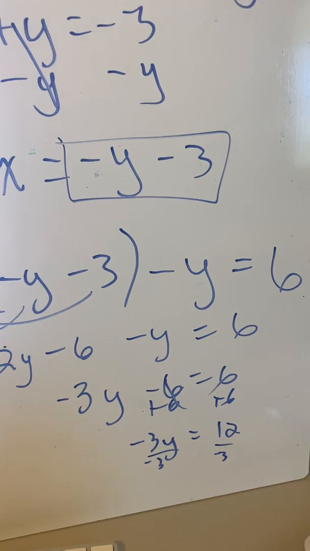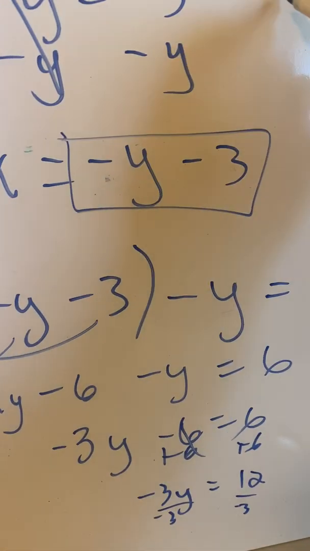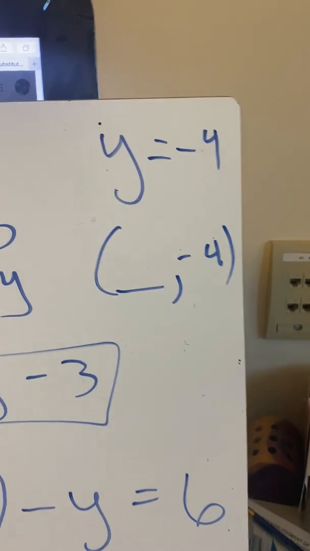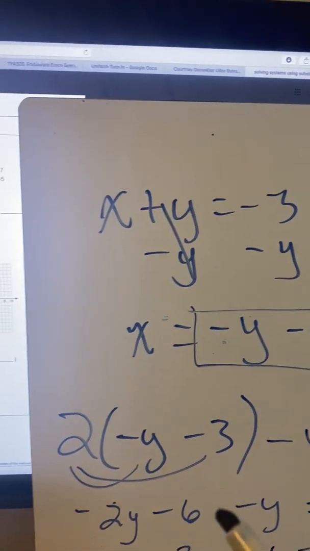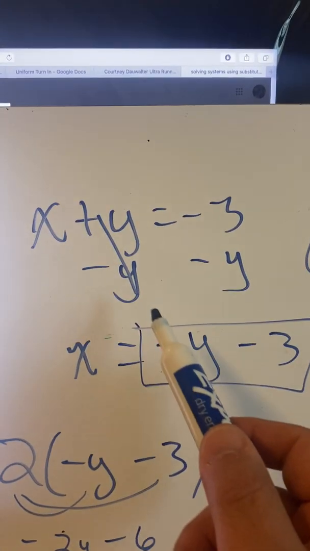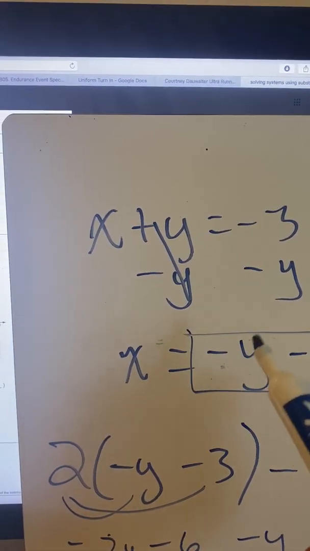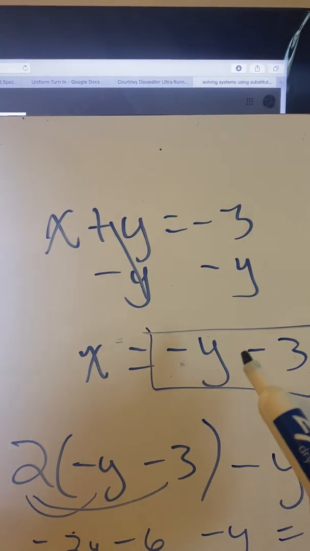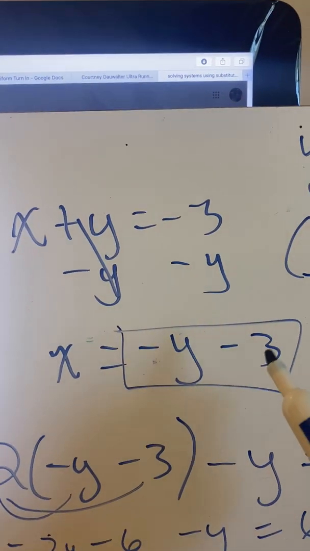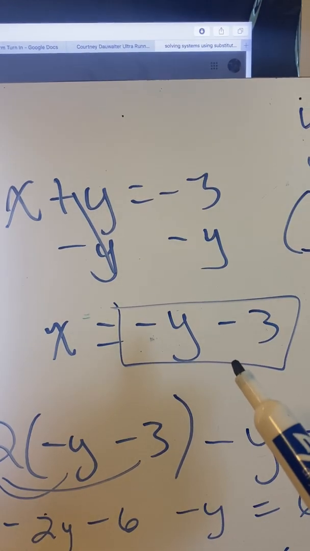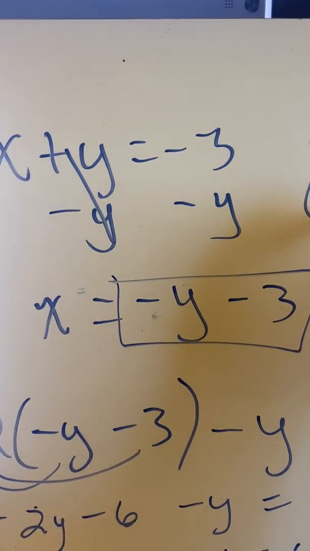That's mostly done. We still don't know what x is. We know that y is negative 4, but we can go right into this problem here. If I know that y is negative 4, a negative 4 turns into 4. 4 minus 3 is 1. So it's telling me x is 1.